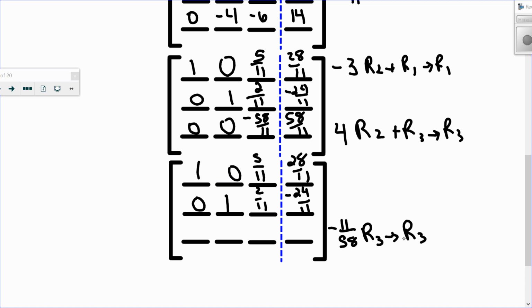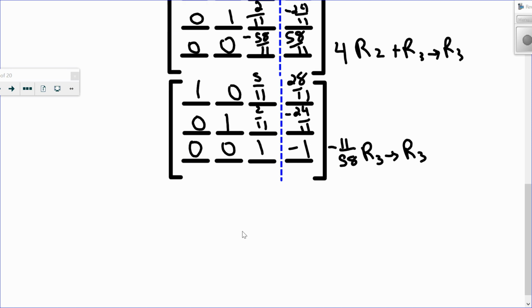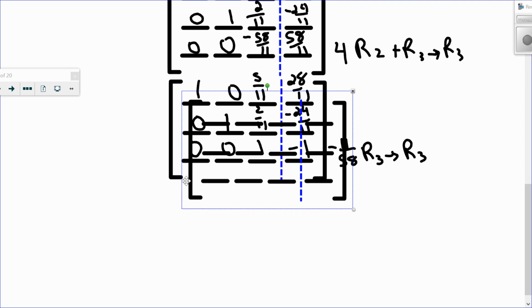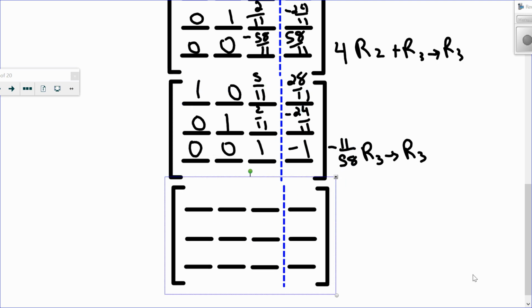Okay, so -11 over 58 times 0 is 0. -11 over 58 times 0 is 0. -11 over 58 times -58 over 11 is +1. And -11 over 58 times 58 over 1 is -1. Okay, so now that I have a 1 there, I just have to get zeros everywhere else. So let's do this again. So I will leave row 3 alone. And let's hope we get rid of some of these fractions.